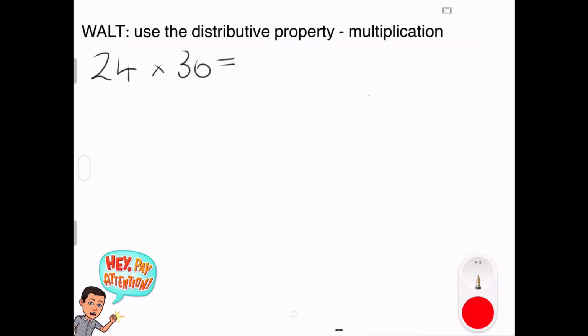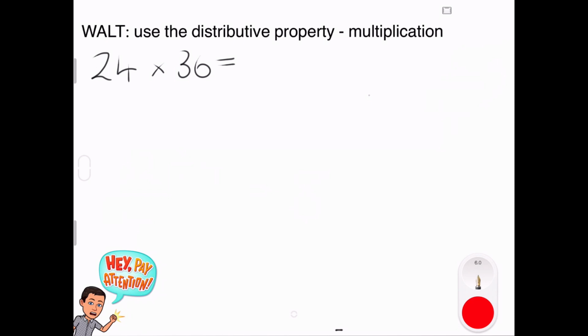Today you're learning how to use the distributive property to help you multiply larger numbers. So the distributive property means that you're pretty much just breaking numbers up into parts to make it easier for you to solve. Alright, so let's have a bit of a look at this question that I've got here.